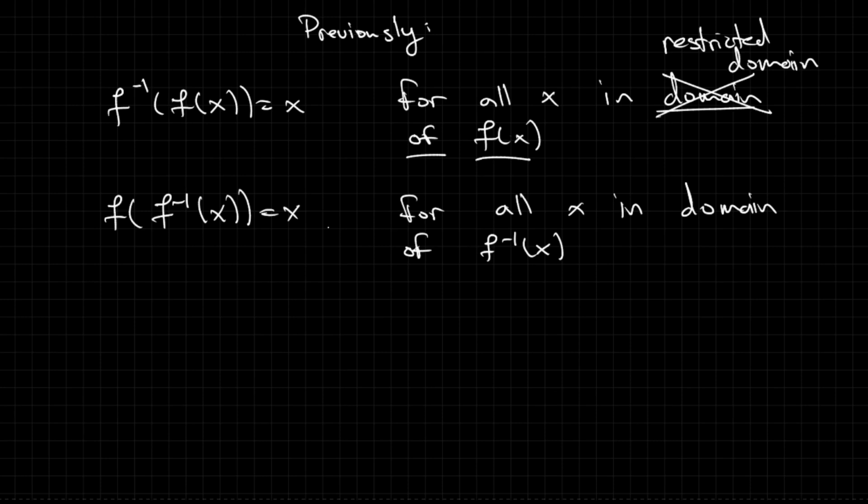F of f inverse of x is x for all x in the domain of the inverse function. If you ever want to use this cancellation property and you forget, do I need to be in the domain of f inverse or do I need to be in the restricted domain of f, just take a look at the first thing that x is being plugged into. So in this first case, x is being plugged into f, so you need to be in the restricted domain of f. Whereas in the second statement, x is being plugged into the inverse function, so x is going to have to be in the domain of the inverse function.